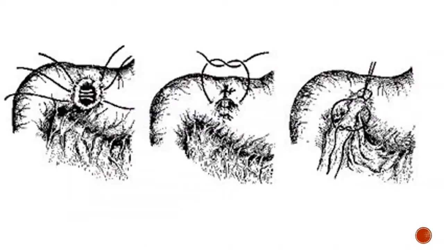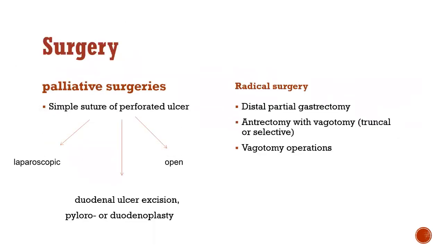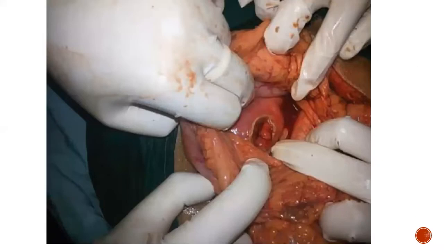The suturing can combine with the omental patching, with the patch of the omentum, to close the wound of the gastroduodenal zone. The suturing can be provided in open surgery.